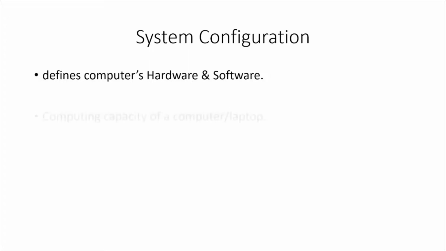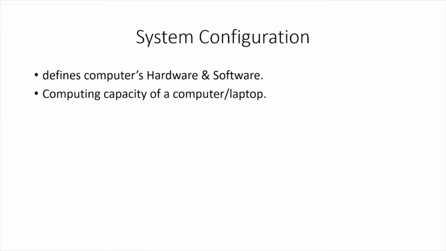On a computer, a system configuration defines a computer's hardware and software. That means what are the different hardware components present in that computer and what are the different software installed or running on that computer. System configuration simply reflects or indicates the computing capacity of a computer. So what is this computing capacity? The working capacity, or you can call it the performance capacity of a computer.